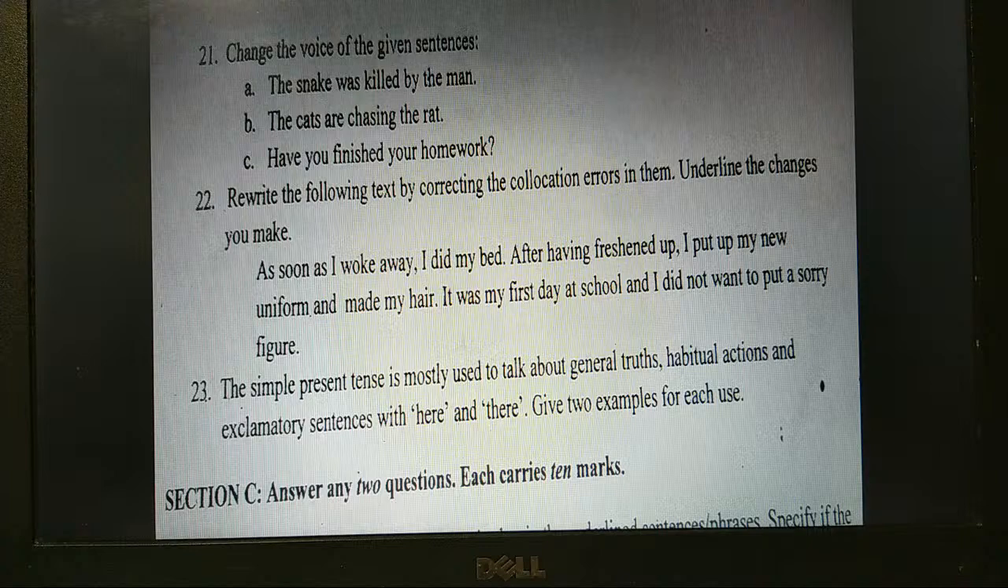So now, okay, simple present tense, general truth. Example number 1, milk is white. Example number 2, the sun rises in the east. General truth. One more example. The sun is hot. Okay. Now we have.